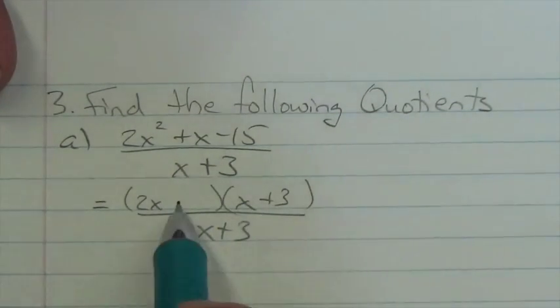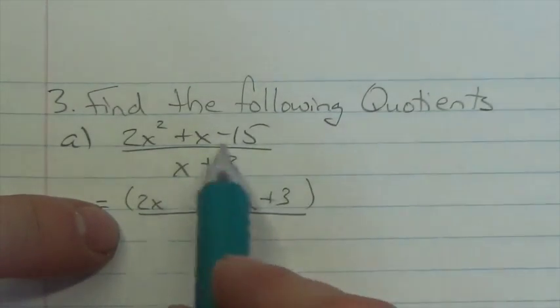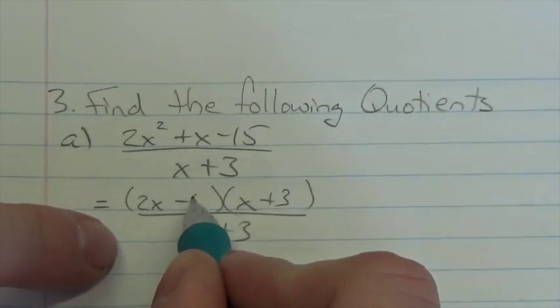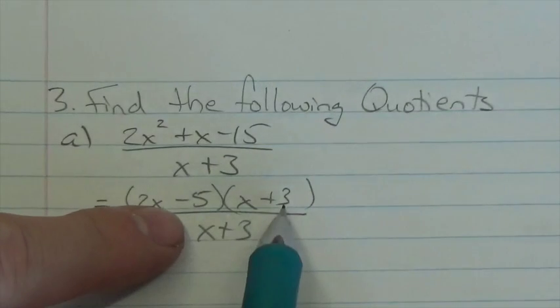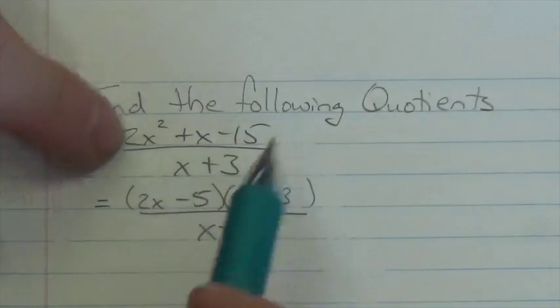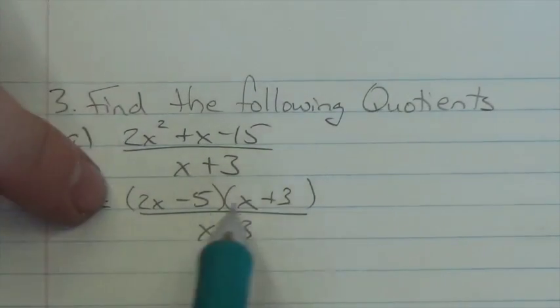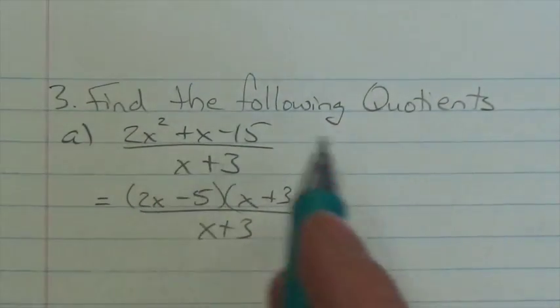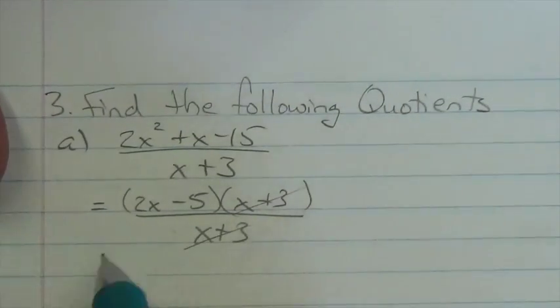So in this case right here, let's just take a look. In order to get a negative 15 at the end here, I need this to be negative 5, so that when I multiply that by that 3 there, I get the negative 15. Now let's just double check that I actually get that middle term. 2x times 3 is 6x, minus 5x. Yeah, there's my x right there. So that I can cancel those guys out there.